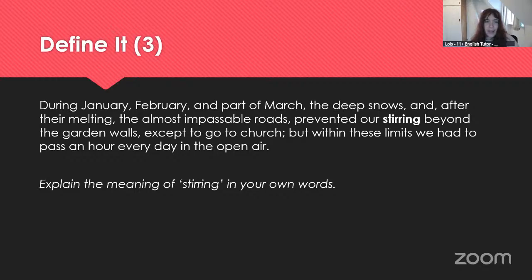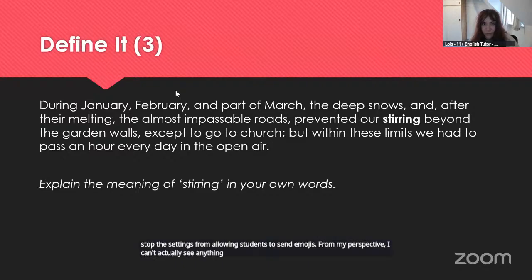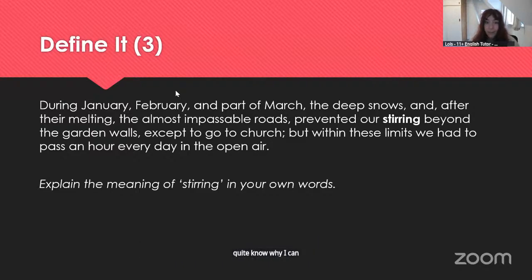I am again, I do apologize, everybody. I am trying to find a way to stop the settings from allowing students to send emojis. But from my perspective, I can't actually see anything. I don't quite know why I can't. But please do stop. Students are asking me over and over again, and it's becoming now disruptive to the class. So please do stop.